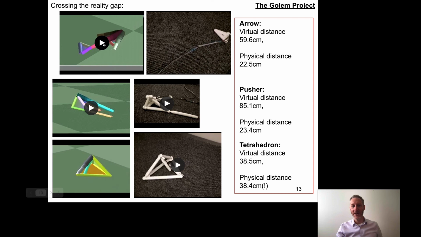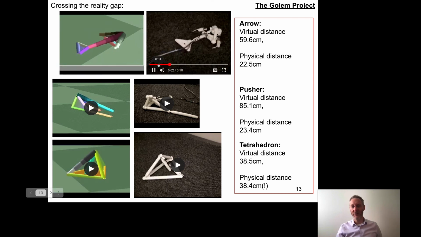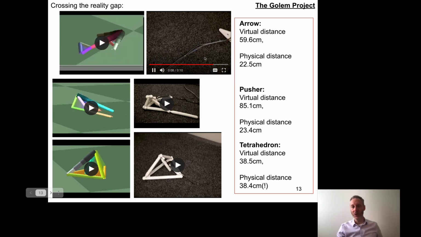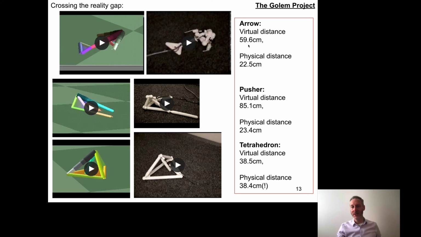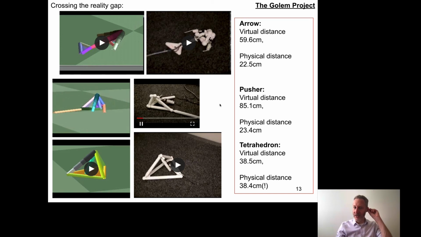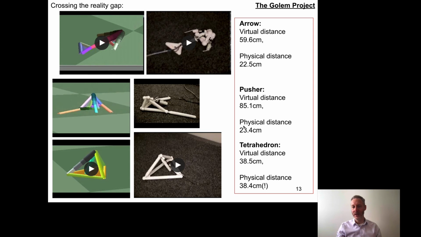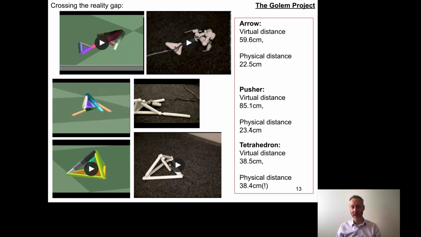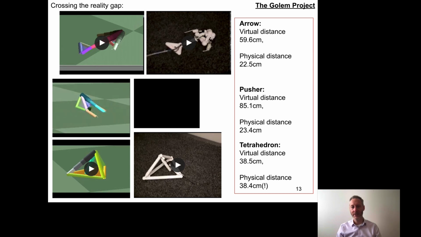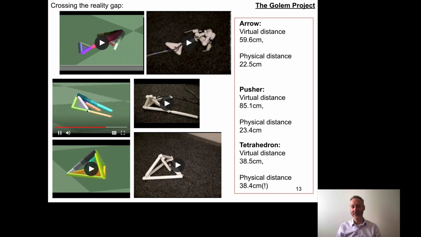The video is a little bit sped up, so it looks visually like the physical arrow is moving faster than the simulated arrow. Actually it moves slower. For the same amount of time in simulation and reality, the physical arrow moved half as fast as the simulated arrow. So we kind of half crossed the gap. We lost quite a bit of functionality in crossing the gap. In the case of the pusher, we lost even more functionality. The physical pusher moves more than a third slower than what evolution predicted it would in reality.